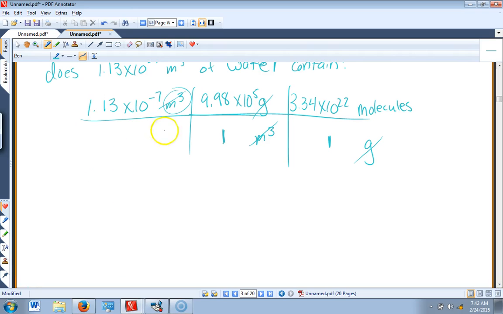So anything that's in the top you multiply, and anything that's in the bottom you divide. Since all we have are 1s in the bottom, we're only going to be dividing by 1 times 1. And then in the top we have 1.13 times 10 to the negative 7th times 9.98 times 10 to the 5th times 3.34 times 10 to the 22nd.